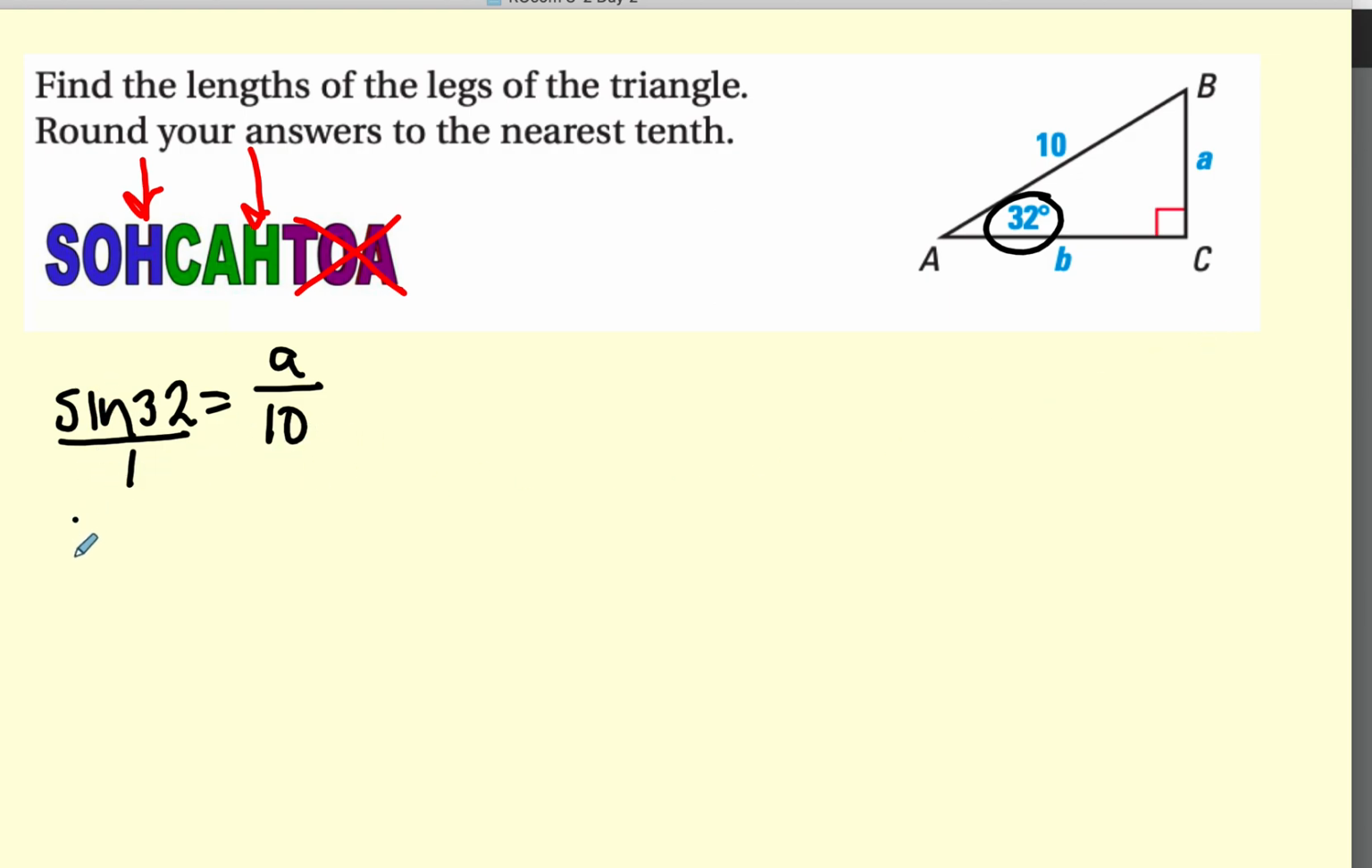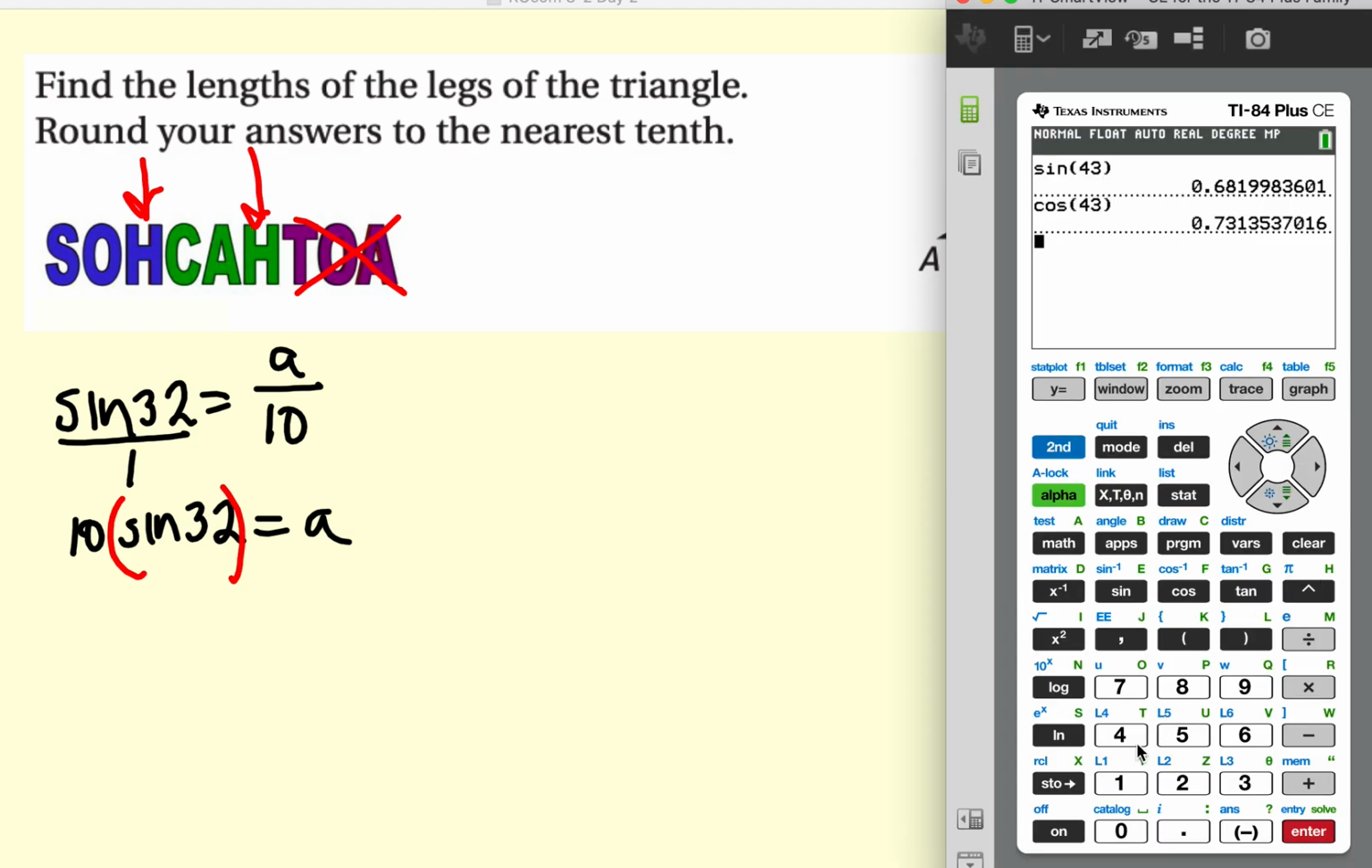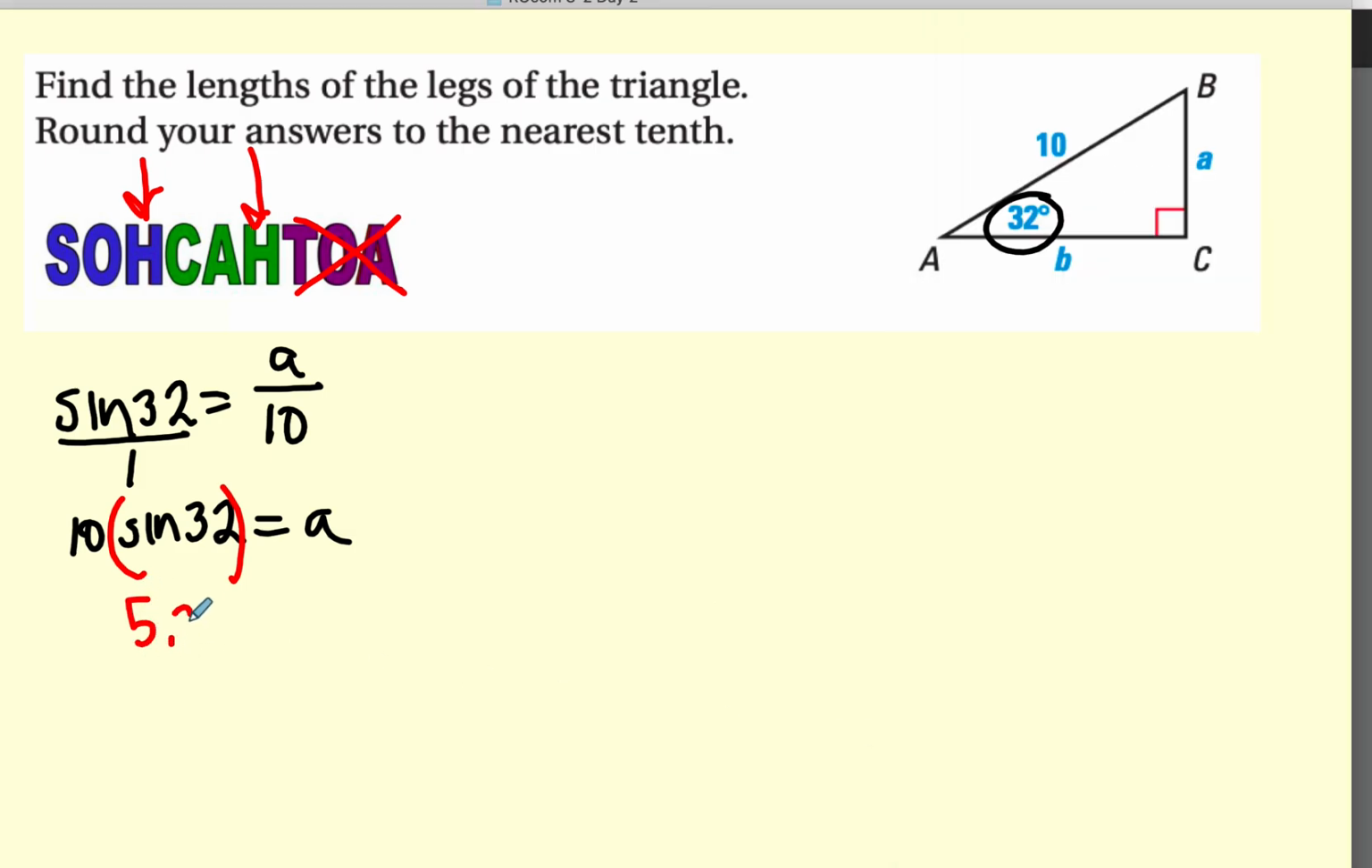I'm going to cross multiply, so this will be 10 sine of 32 is equal to A. Now, remember that this is a decimal, and we're going to let the calculator figure it out. So we're going to press 10, and then we're going to press sine of 32. The calculator knows what the sine of 32 is. It's stored in the calculator, and our answer is 5.3, which is approximately A.